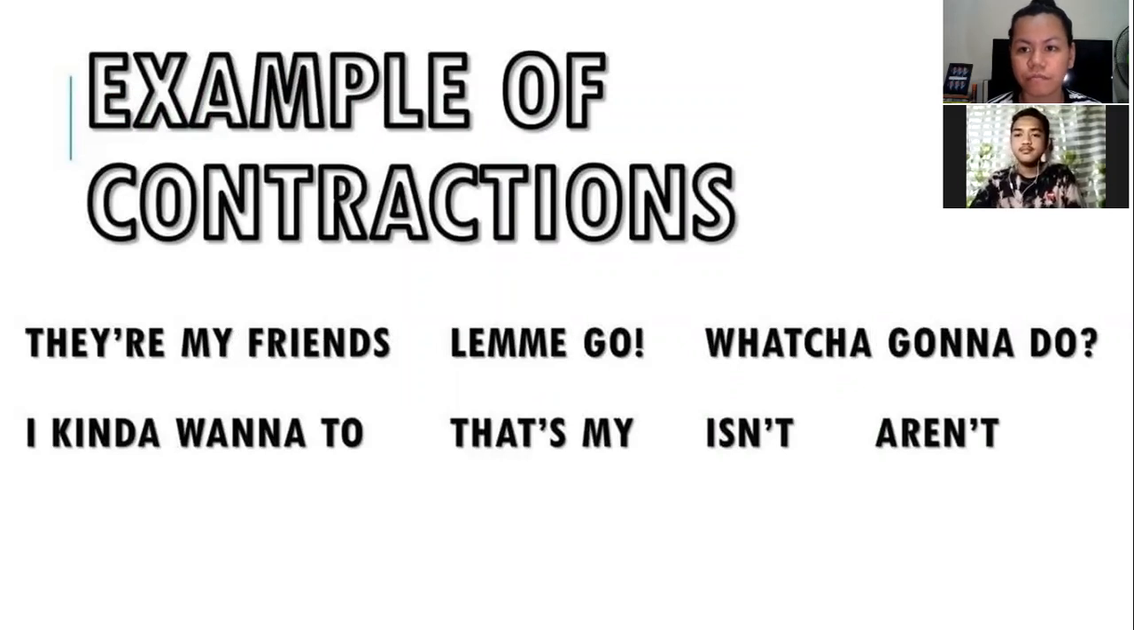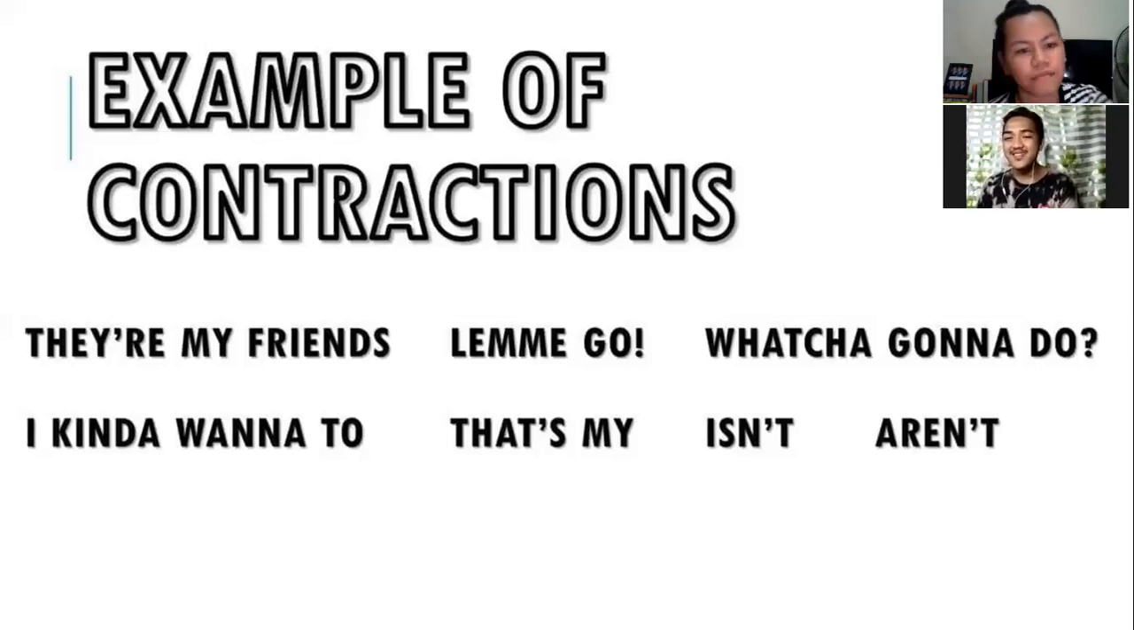Example: "They're my friends." It is actually a contraction of "They are my friends." Another one is "Let me go," a contraction of "Let us go." Next, we have "What you gonna do?" So it's "What are you going to do?"